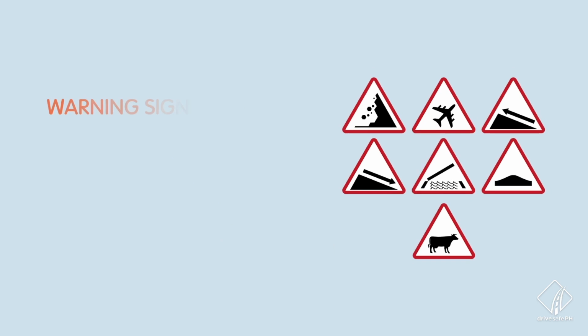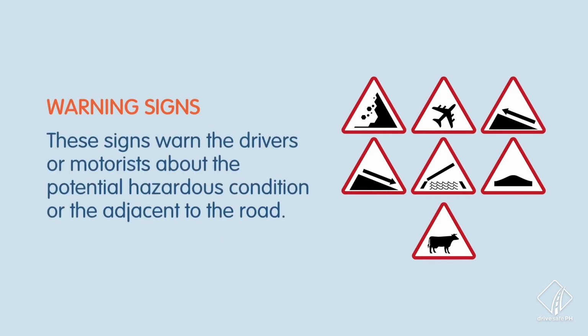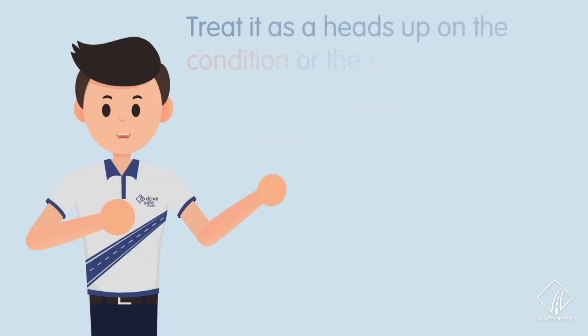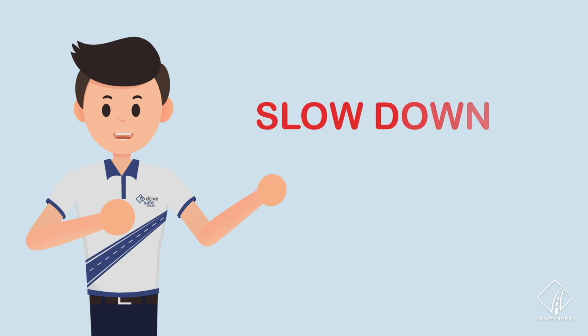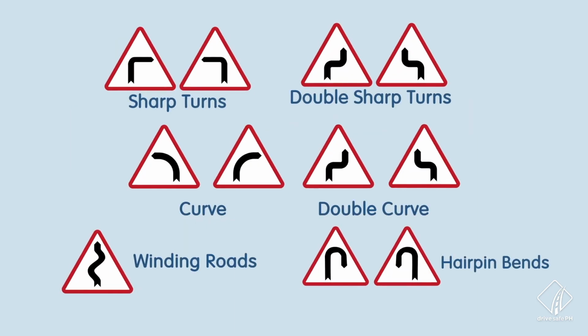Now, let's discuss warning signs. From the word itself, these signs warn the drivers or motorists about the potentially hazardous conditions on or adjacent to the road. Treat it as a heads up on the condition or the type of road within the next few meters of your trip. Normally, these signs remind you to slow down for your safety and that of other road users. Remember these different kinds of road curve warning signs. And when you see them, you should take the appropriate action.